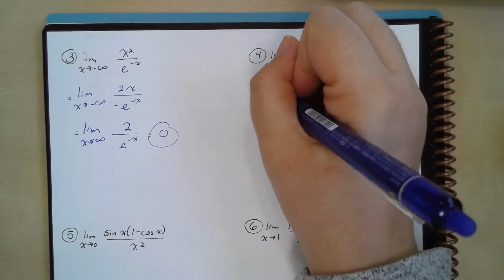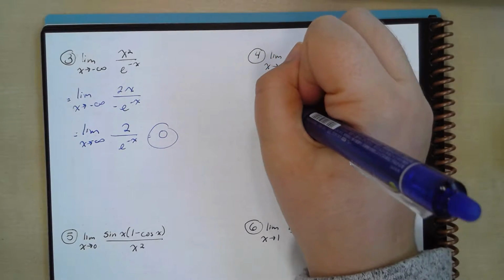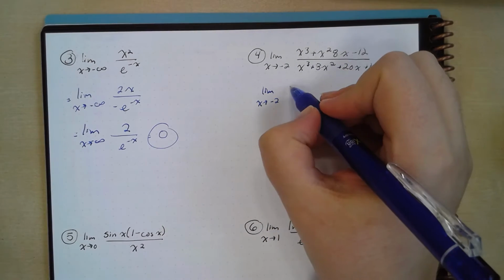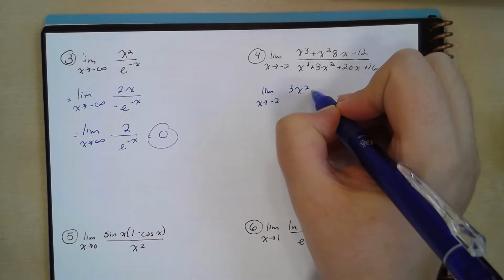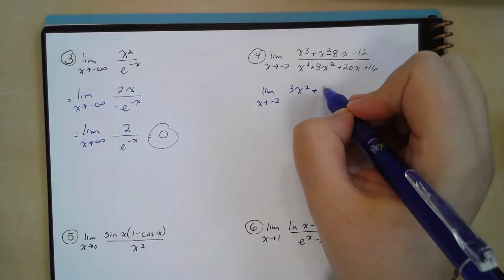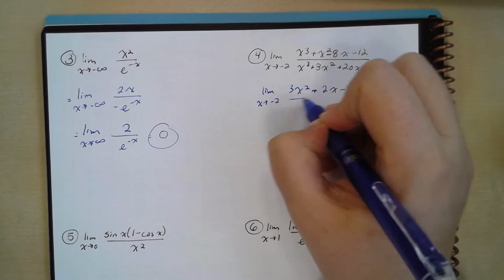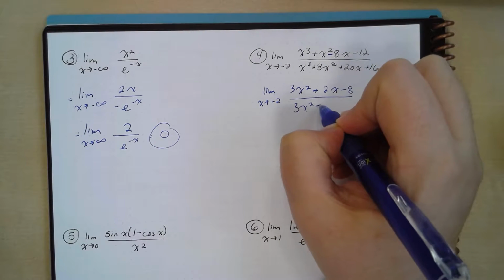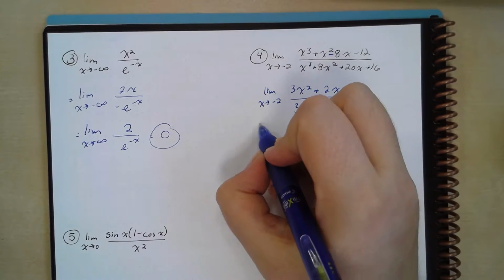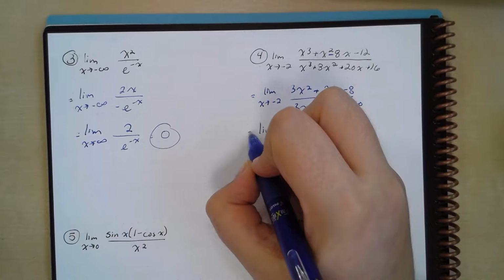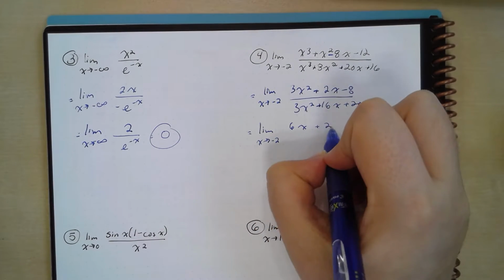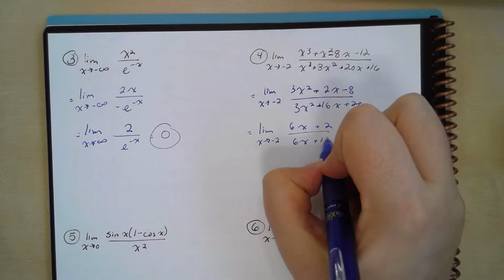The limit of two complicated polynomials that, frankly, I don't want to deal with at the moment, I can just differentiate here. So I'm going to have 3x squared plus, this should be a minus right in between there, plus 2x minus 8 over 3x squared plus 16x plus 20. Okay, still pretty complicated, still a lot to deal with. So let's do it again. So now we have 6x plus 2 over 6x plus 16.